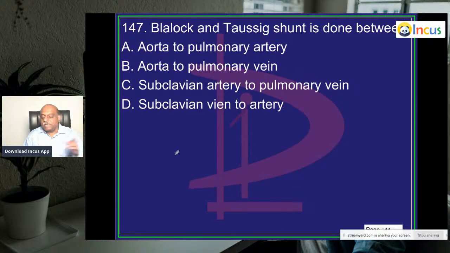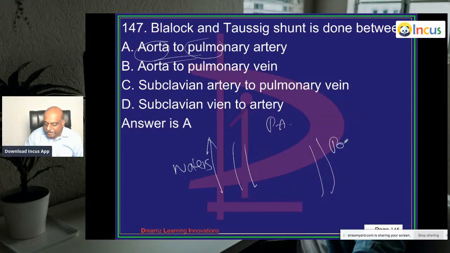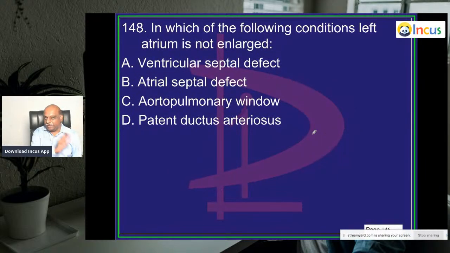Blalock-Taussig shunt. Yesterday only we discussed all the shunts, na? So aorta, pulmonary artery, directly connecting. Then ascending aorta, descending aorta. If you connect with pulmonary artery, what do you call? Ascending is Waterston, descending is Potts. If you missed yesterday's class, please do a revision. Already that video is made available.